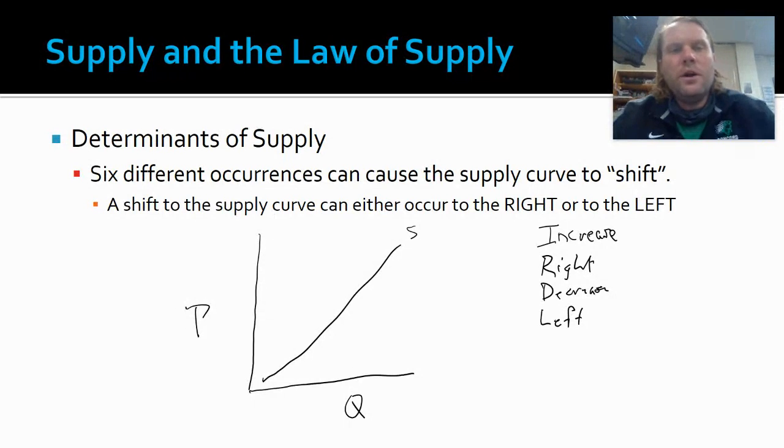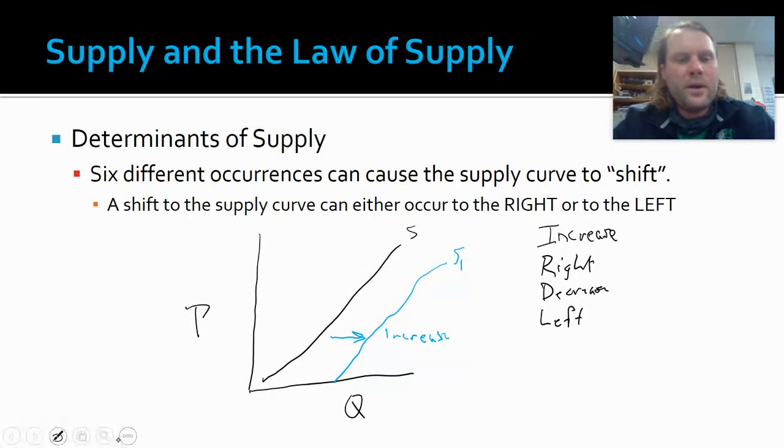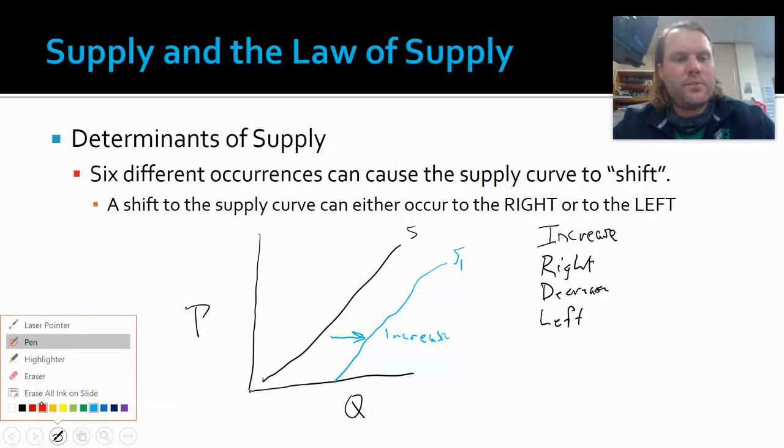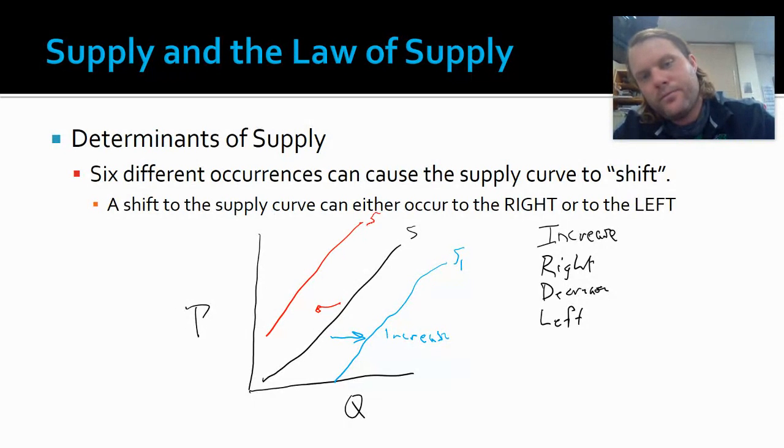If we're going to increase our supply, and this is where things get a little bit tricky because our brain plays tricks on us, we're going to shift our supply to the right. I'm going to call this S1. That's our increase. And then if we're going to decrease our supply, we're going to shift it to the left. Again, it plays a trick on your brain. I'm just going to call this S2.